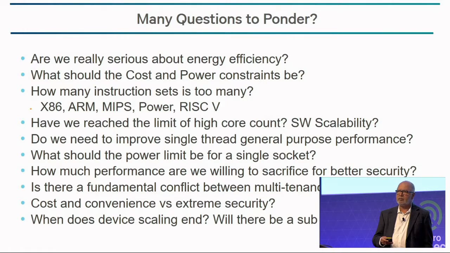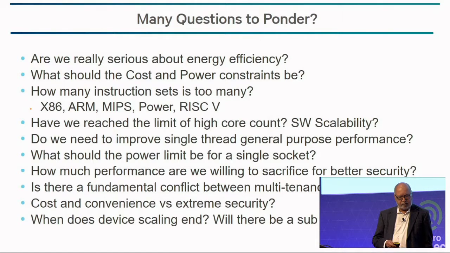That's something that I don't think we pay enough attention to. Do we need to improve the single-thread performance for general-purpose computing? Or do we need to focus on new workloads like machine learning and have accelerators provide that level of performance? What should the power limit be for a single socket? It wouldn't surprise me if the next generation from some companies will go from 200 to 250 watts. Is that the right trade-off to make?